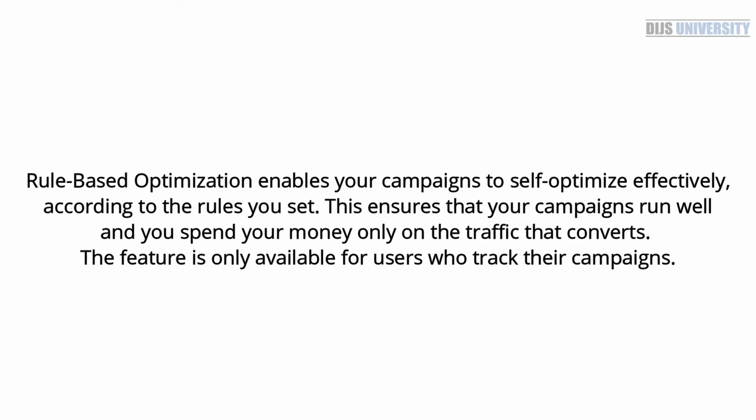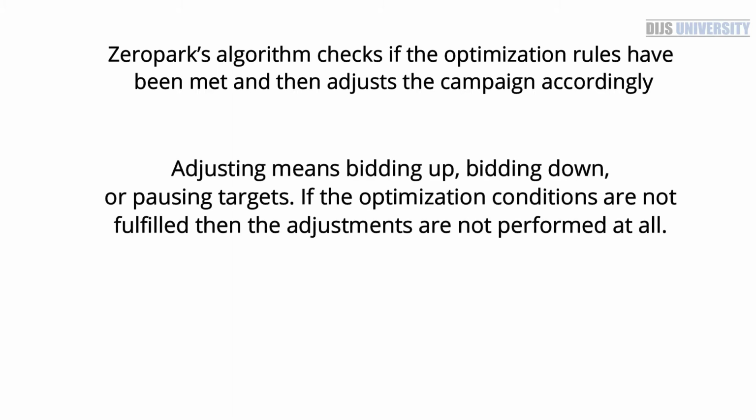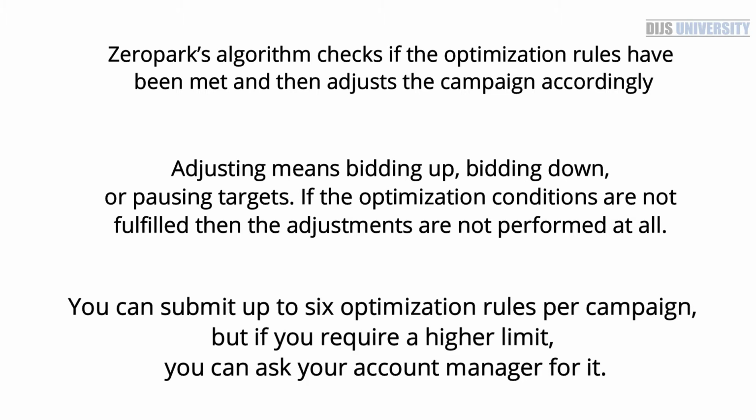Zeropark's algorithm checks if the optimization rules have been met and then adjusts the campaigns accordingly. Adjusting means spinning up, spinning down, or pausing targets. And if the optimization conditions are not fulfilled, then the adjustments are not performed at all.